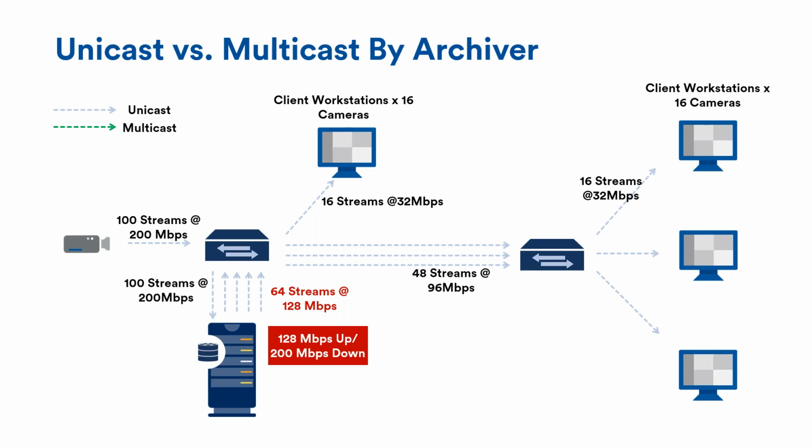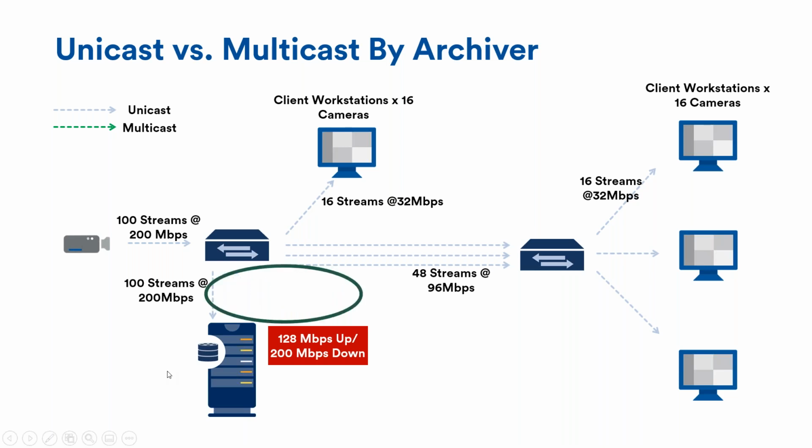So from our first example, we have 100 cameras streaming at 200 megabits per second. So 200 megabits per second coming down for recording. And then we have 64 streams at 128 megabits per second going up to support the requests for the 4 client workstations. So we already know that that was 200 megabits per second down and 120 megabits per second up for 328, which is over our limit based on the server spec that we have.